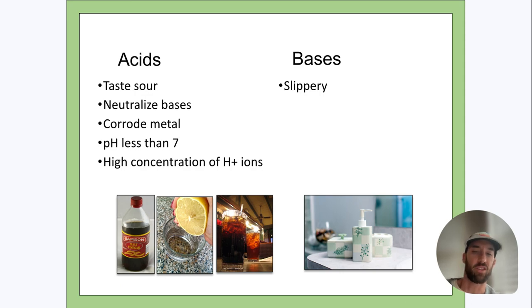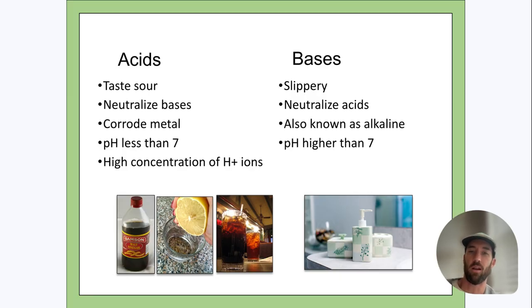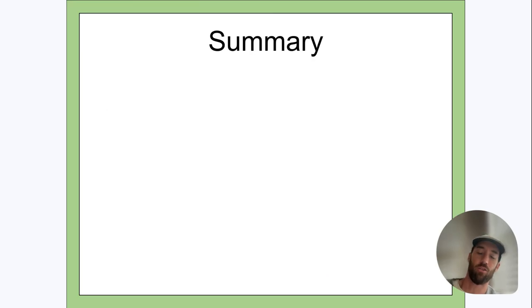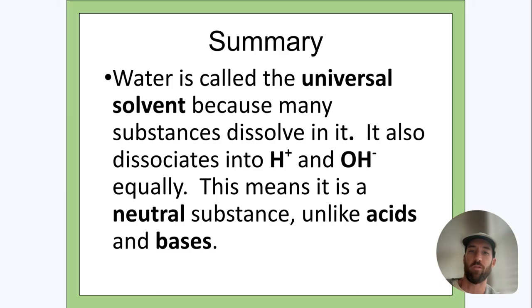Bases are slippery. Think soap. Soap is very basic. They neutralize acids, so the opposite of what an acid does. They're also known as alkaline, have a pH higher than 7, and have a high concentration of hydroxide ions. So water is a universal solvent because many substances dissolve in it. It can also dissociate into hydrogen and hydroxide ions equally, so it's neutral and has a pH of 7. And acids and bases are not neutral, so acids have a higher concentration of hydrogen ions, while bases have a higher concentration of hydroxide ions.